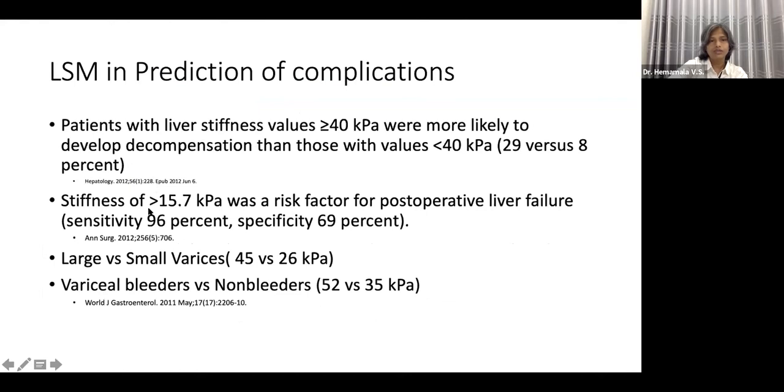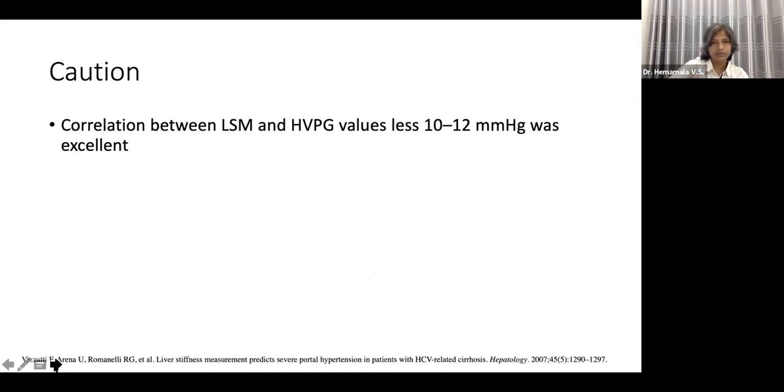So numerous studies are there. Liver stiffness more than 40: they are more likely to develop decompensation than those with values less than 40. And then for prediction of post-operative liver failure, if they have a very high stiffness, post-operative liver failure is high. Prediction of large versus small varices, 45 versus 26 kPa. Prediction of variceal bleeders versus non-bleeders. So, to various degrees, it has been studied.